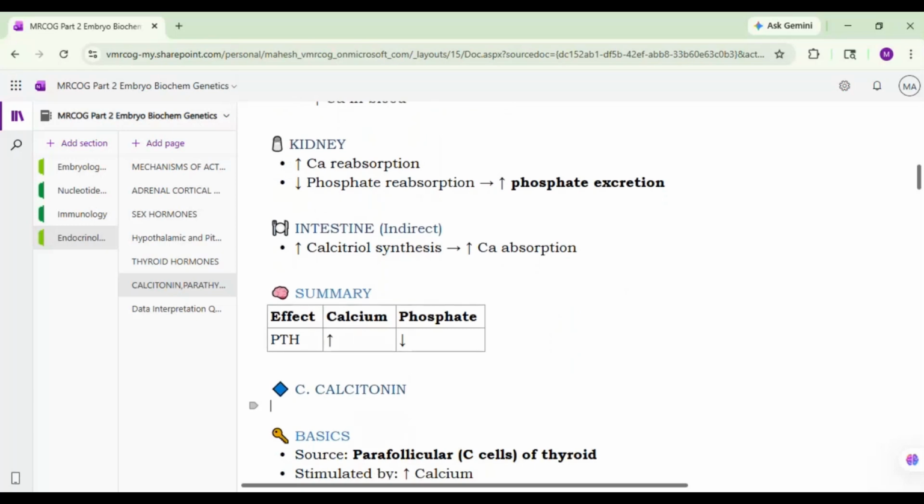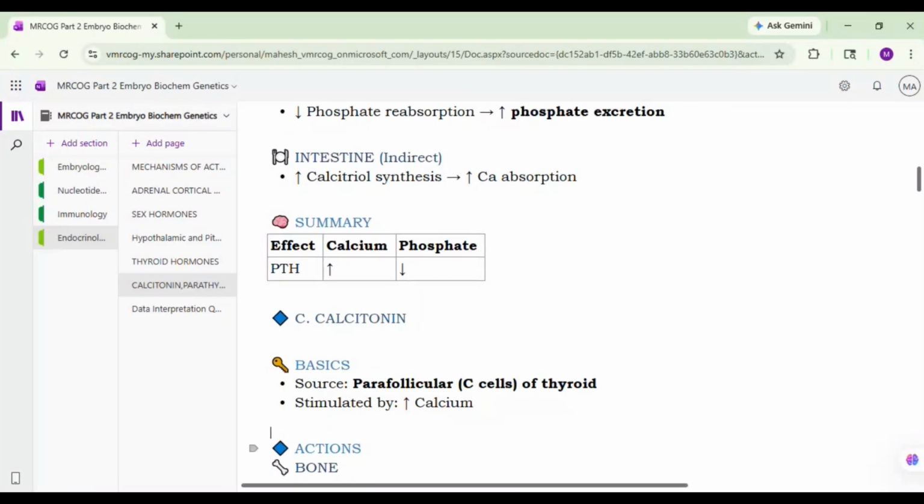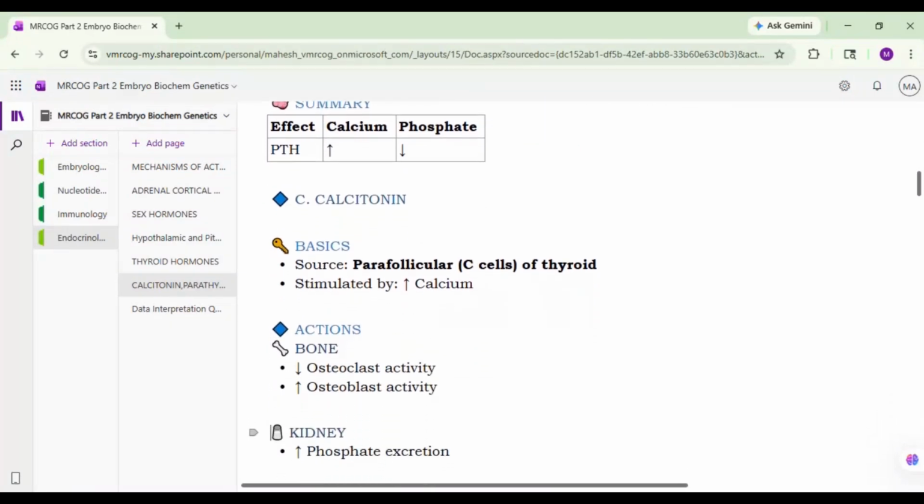Now let's come to the third hormone, that is calcitonin. Okay, and what is the source of this calcitonin? These are the parafollicular cells of thyroid. Okay, parafollicular cells, also called C cells. This is also SBA. What is the source of calcitonin? Parafollicular or C cells of thyroid will secrete this calcitonin, and it is stimulated by increased levels of calcium.